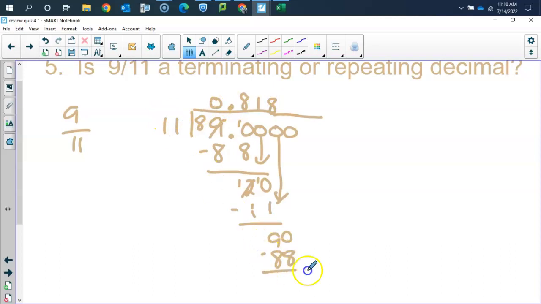We see what's starting to happen here. 90 minus 88 is 2. Bring down another 0. How many times does 11 divide into 20? 1 time. That's 11. I subtract, I get 9. You can see what's going to happen. We are never going to have a remainder of 0. This is what we call a repeating decimal. It is repeating. And how would I write this? 0.81 with a bar over the 81. Remember, the bar goes over what the pattern is that repeats. Okay.